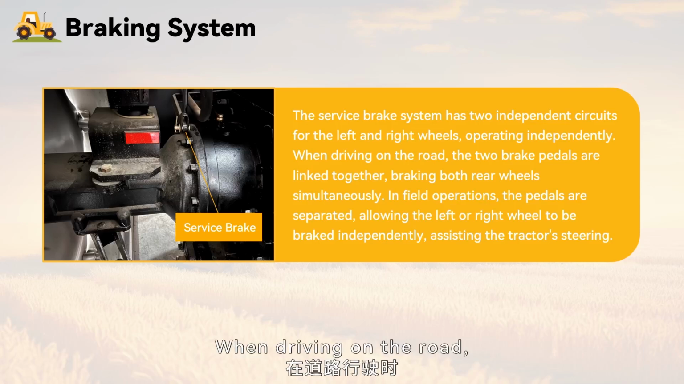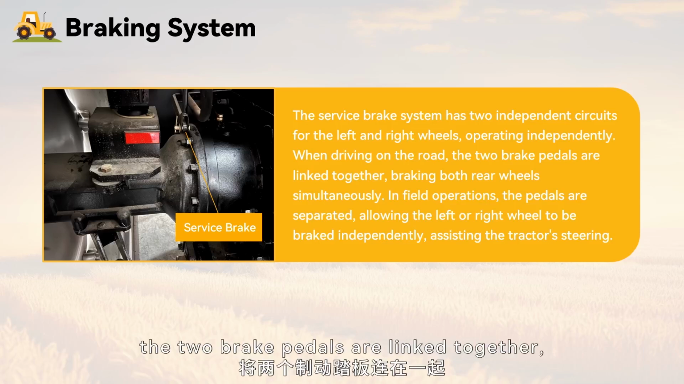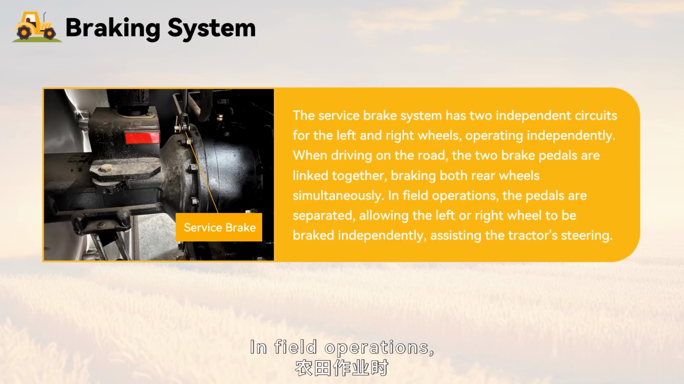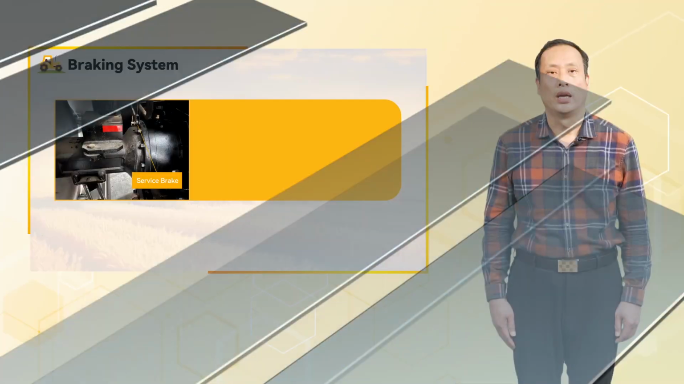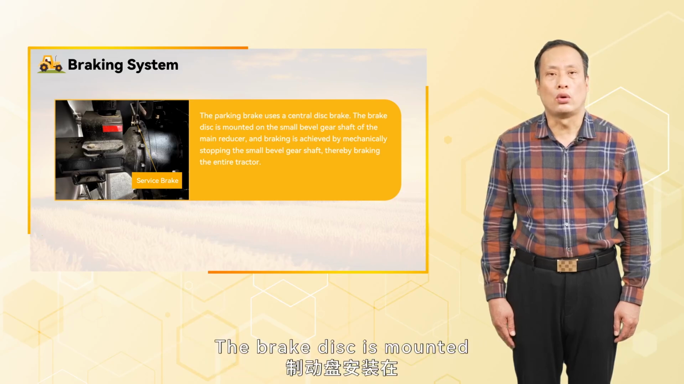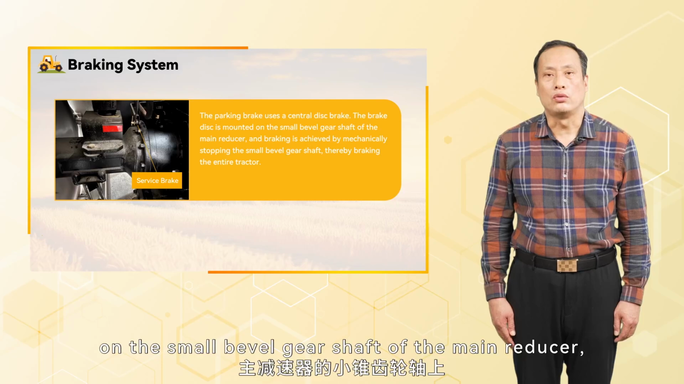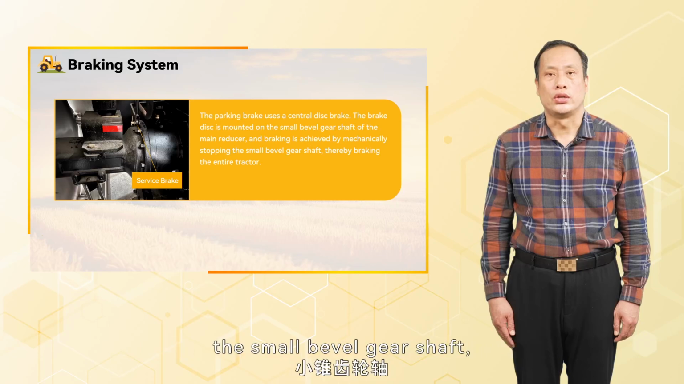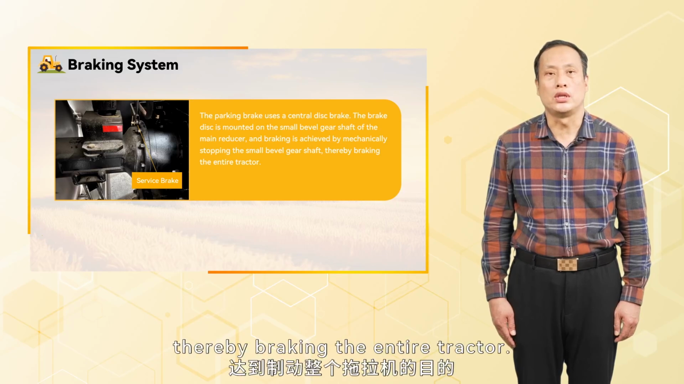When driving on the road, the 2 brake pedals are linked together, braking both rear wheels simultaneously. In field operations, the pedals are separated, allowing the left or right wheel to be braked independently, assisting the tractor's steering. The parking brake uses a central disc brake. The brake disc is mounted on the small bevel gear shaft of the main reducer, and braking is achieved by mechanically stopping the small bevel gear shaft, thereby braking the entire tractor.